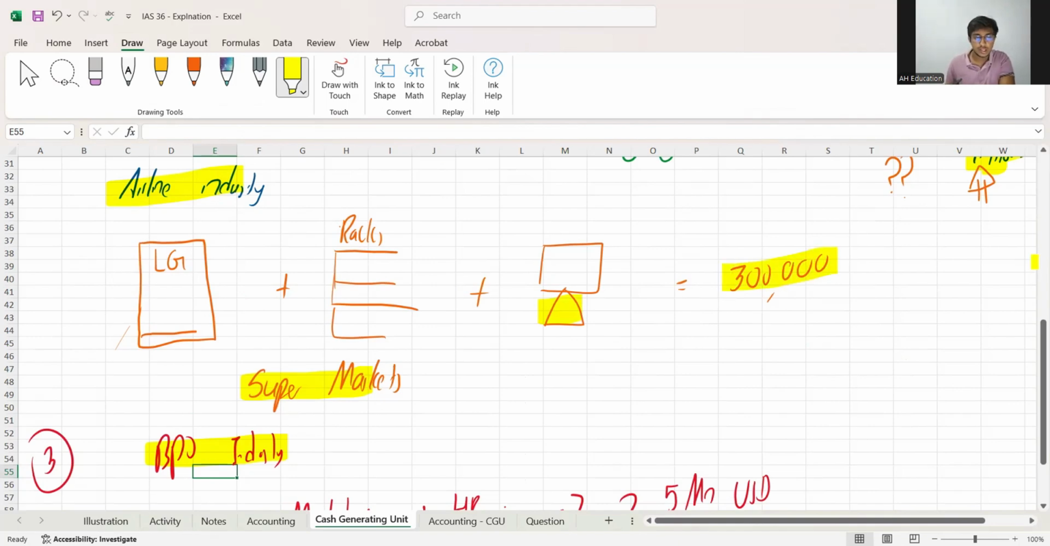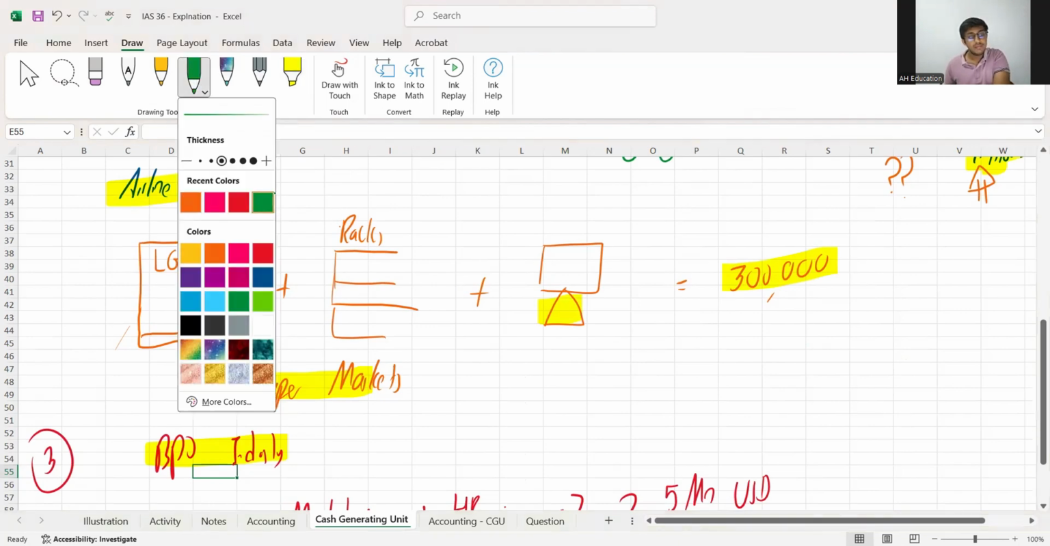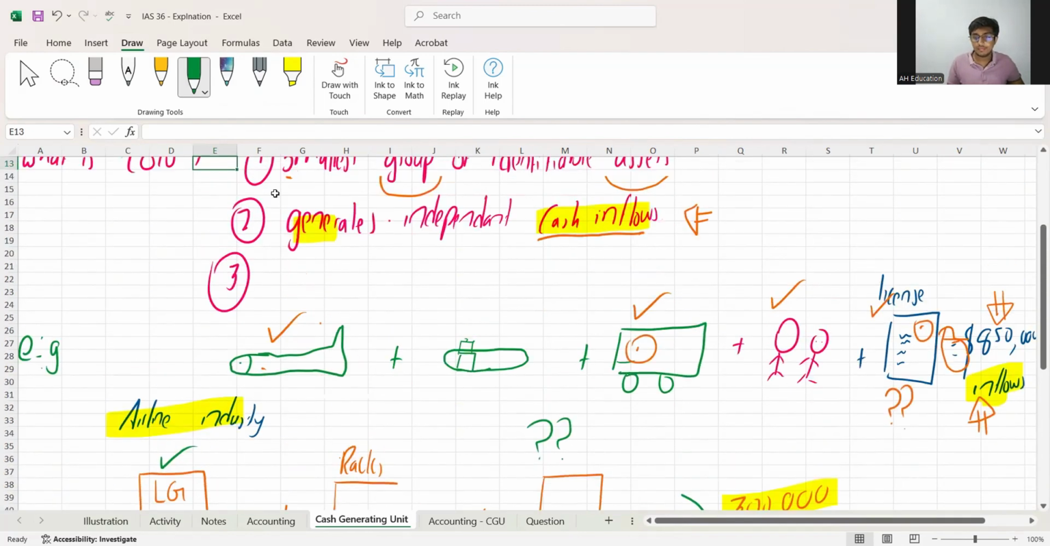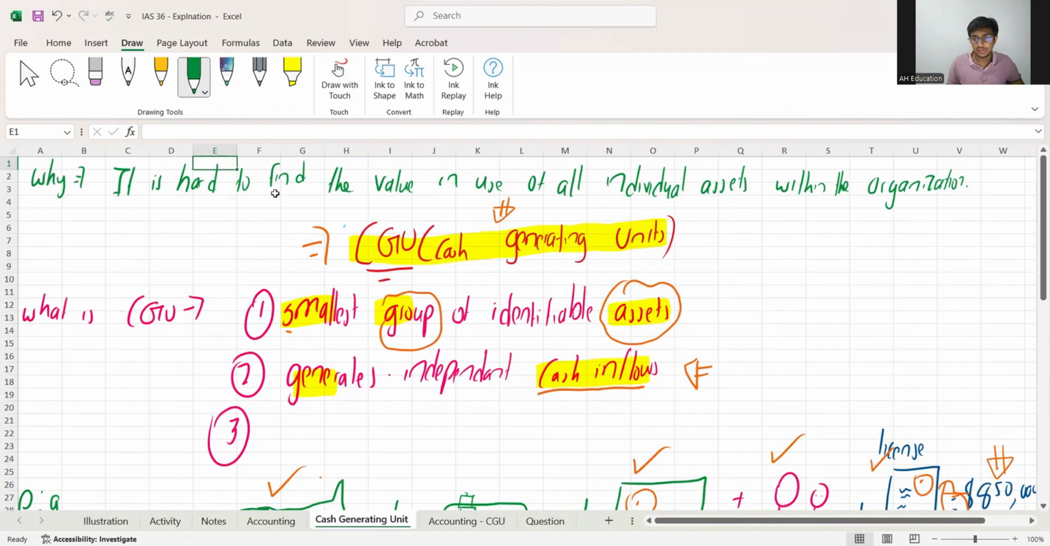Again, logically think. By me only having this billing counter machine, am I able to generate cash flow in a supermarket business? No. By me only having this refrigerator which stores fizzy drinks, am I able to generate cash flows? No. All of this will merge as a group, and based on that only will I be able to generate 300,000 worth of cash flow. Okay, so this is the meaning of a CGU.